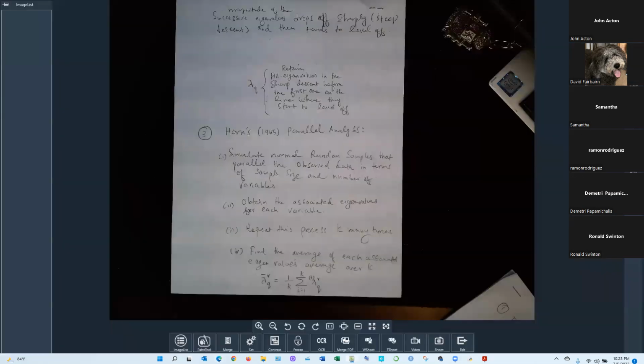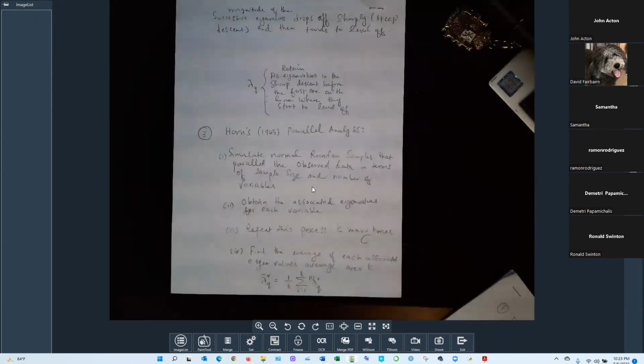But anyhow, what we're going to do is simulate through the Monte Carlo simulation procedure. We're going to simulate data with the same size and the same number of variables from the normal distribution, then obtain the associated eigenvalues for each variable. You know how to get the eigenvalues for anything now.